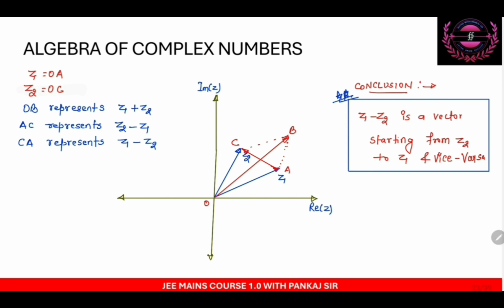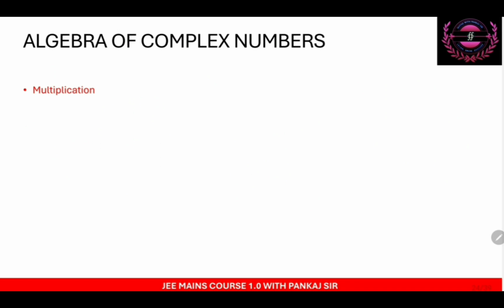So let's now move to multiplication of complex numbers. Half an hour has already passed, and I had never thought that algebra of complex numbers would last so long. So yes, multiplication. Z1 is again x1 plus iota y1, z2 is x2 plus iota y2.